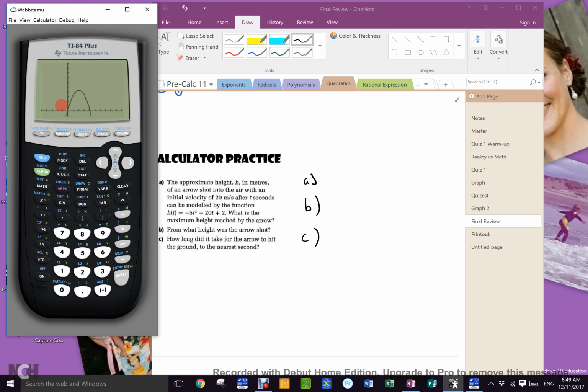Where on this graph is our maximum? Second calc. What do I need? 4. Where is it? Right there. So I go to the left of it. Am I left of the peak? Yes. And I go to the right of the peak. Am I right of the peak? Yes. So I guess. And I get 22 meters.